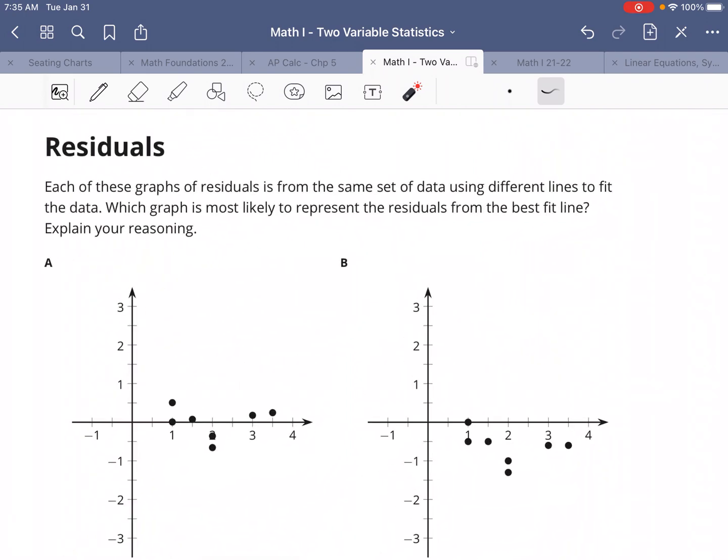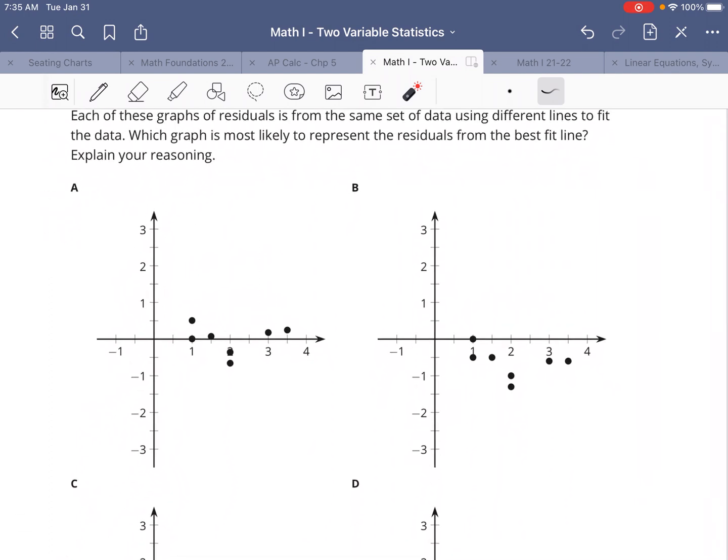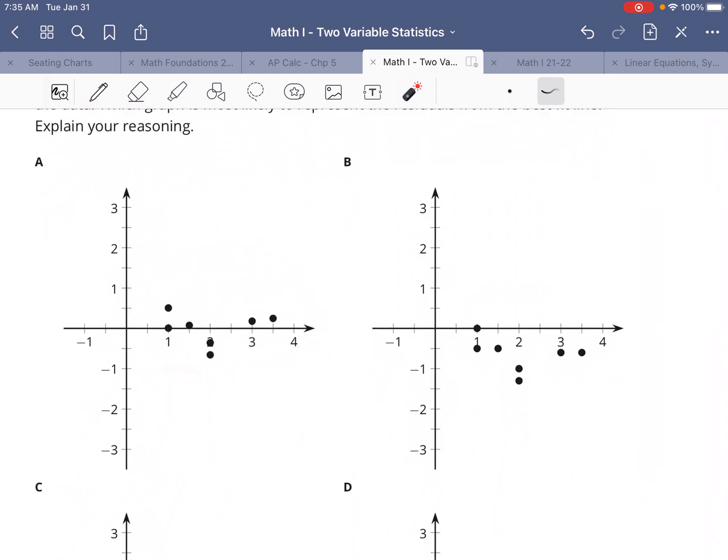Each of these graphs of residuals is from the same set of data using different lines to fit the data. So each of these points represents how far off the linear model your actual measurements are. So if we look at this right here, when x is 1, we have two different y values here. One of them has a residual of 0. That's going to be right on our linear model. This one has a residual of positive 1/2, which means that point would be a half above your linear model. These down here would be below your linear model.